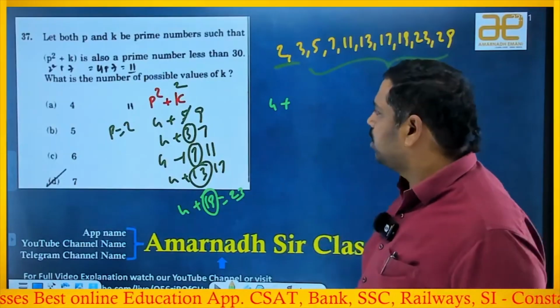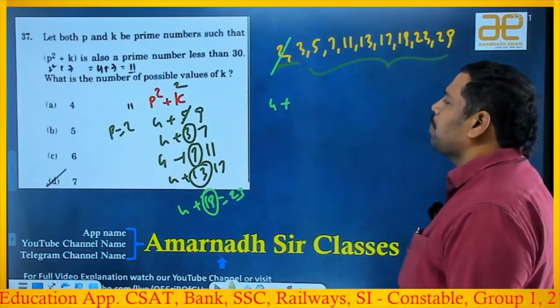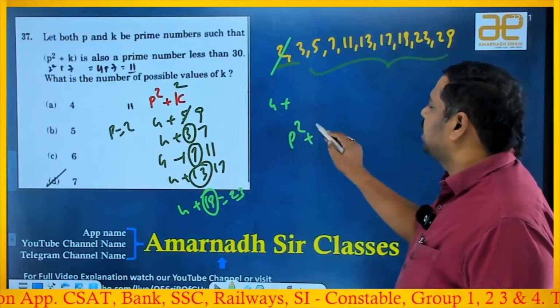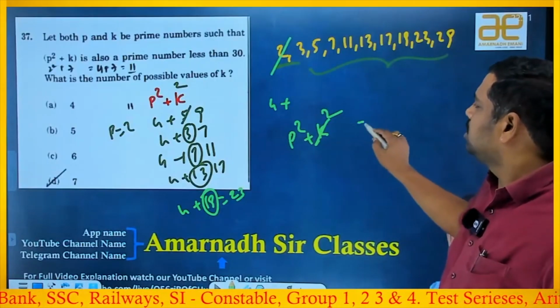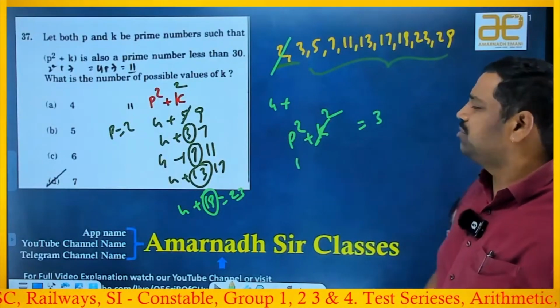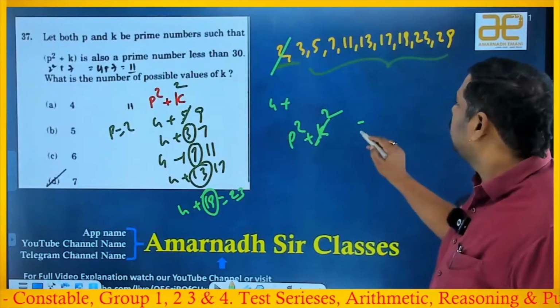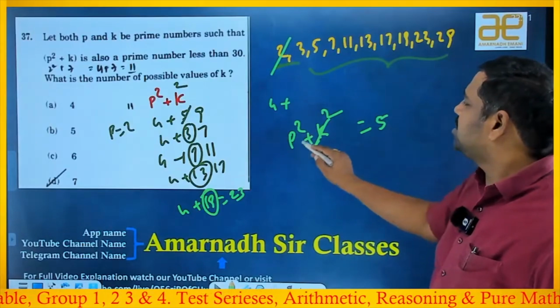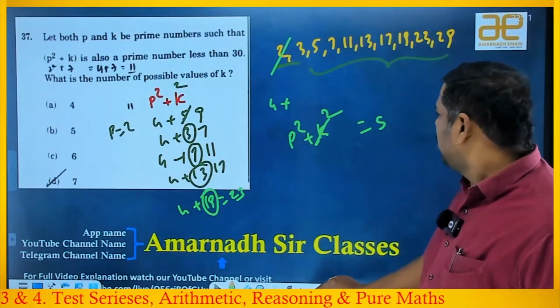Okay, good. Now I'm assuming that K is 2. If K is 2, okay, so this is not a possibility to get now. P square plus K, in that K is 2, right? I'm equating it to 3, suppose. Then P square is equal to 1. P should be 1. 1 is not a prime number, right? So that is not a possibility. Next one, 5, if I take, P square is 3, P is not a prime number, so leave it. Okay, 5 I should not take.